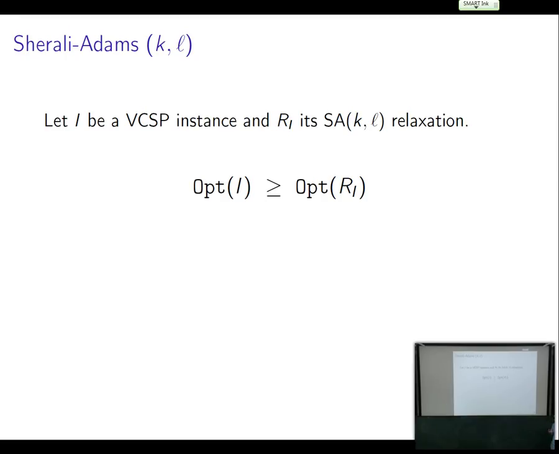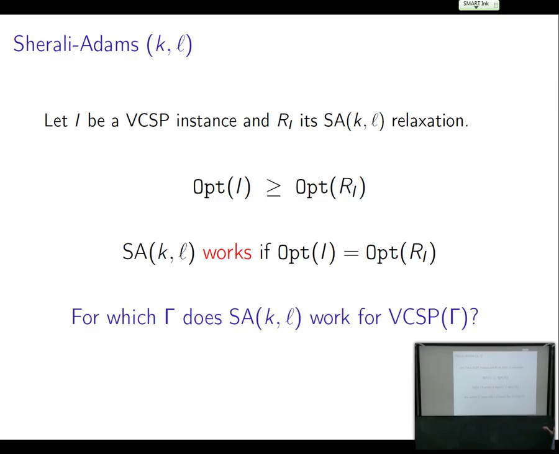Because it's a relaxation, the value of the linear program is a lower bound on the value of the VCSP instance you want to solve. And we say that SA(k,l), for some fixed k and l, works if the two optima coincide, which means that by solving the linear program, you solve the original problem. In the rest of the talk, I will tell you about results of the form: when does this happen? For which languages is it the case that SA with some k and l actually works?